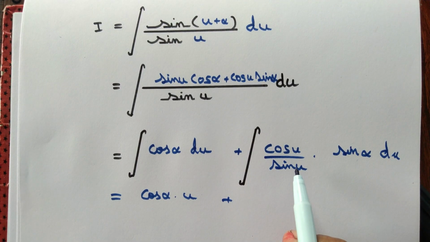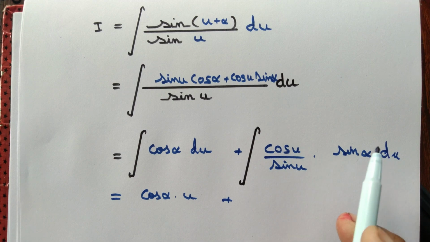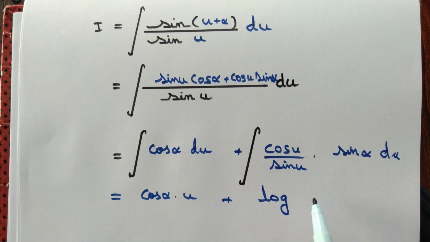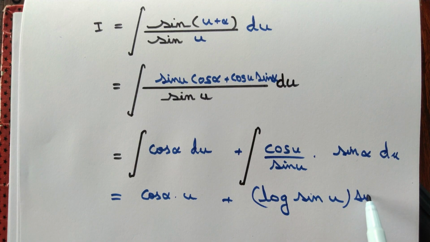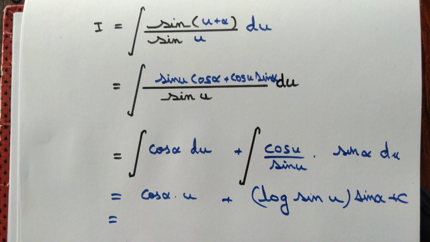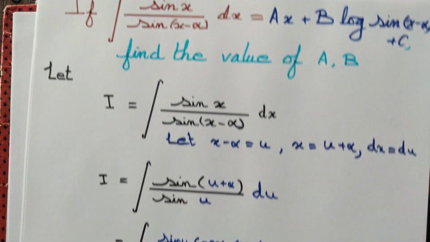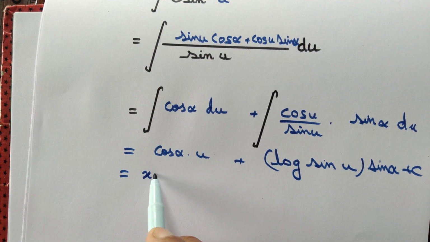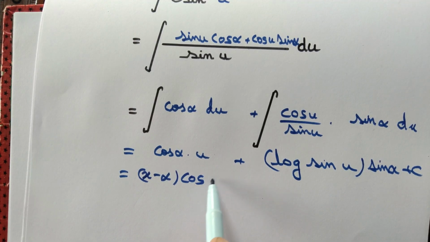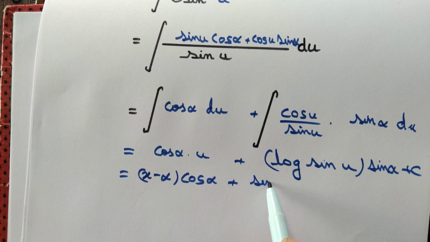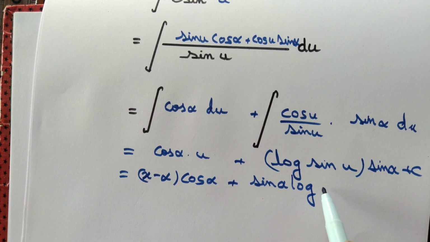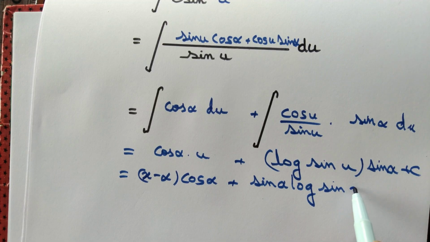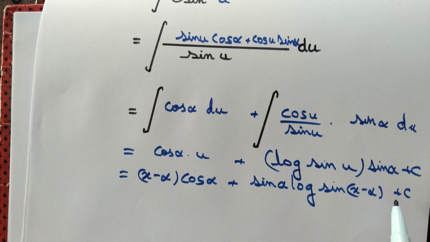What about cos by sine? We can write it as cot, and we know that integral of cot is log of sine, or we can write cos as d of sine and say that anyway it's log of sine of u. And sine alpha, that's just a constant, so we don't have to worry about it. And of course plus some constant of integration. Now we initially assumed u equal to x minus alpha. Let's write it back. So x minus alpha times cos alpha plus sine alpha times log of sine of u, u is again x minus alpha, plus some constant of integration.